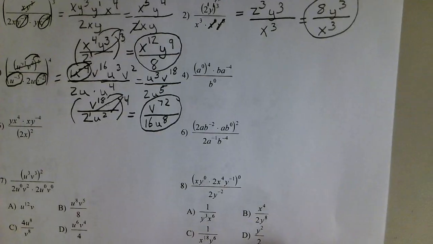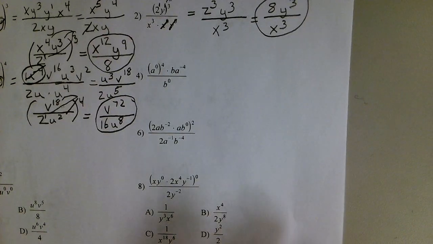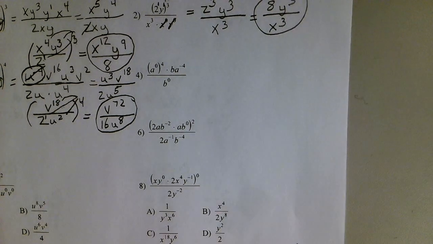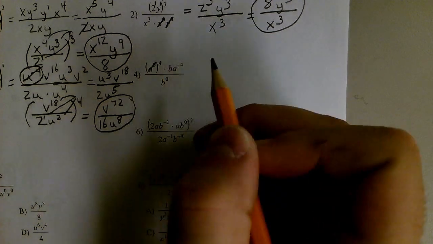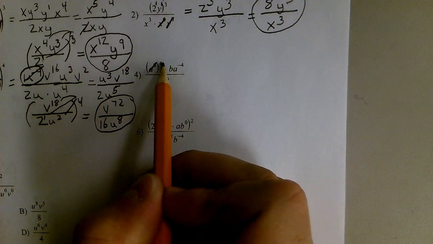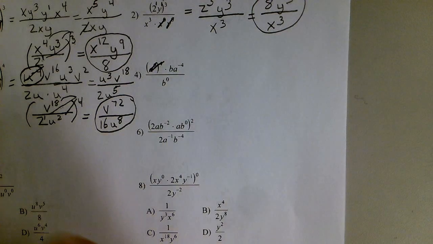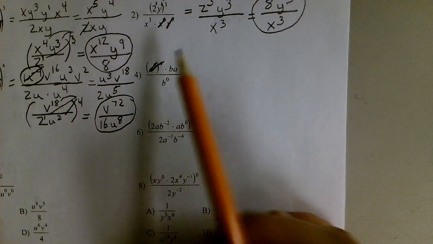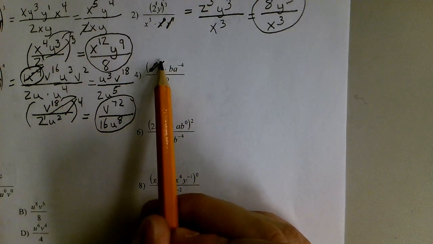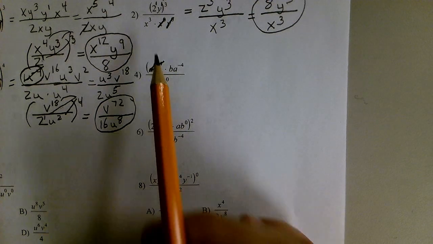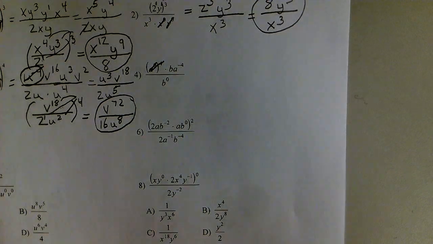All right, let's go to number 4. Looks a lot easier than the last one. So let's get rid of our zeros. So a to the 0, and then that just cancels this 4 as well, because 4 times 1 is 4, but it's going to be 1 to the 4th, so it's not going to mean anything.